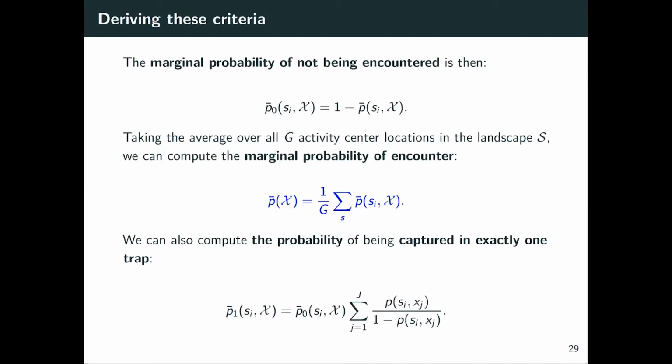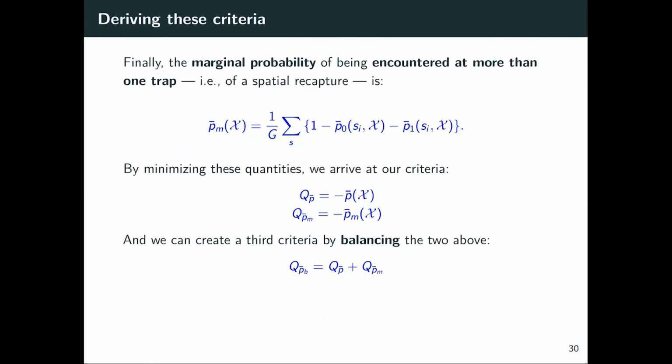And then to get the second one, we need to come up with the probability of being captured at just one trap. And essentially we can figure out the probability of being captured at more than one trap, or spatial recapture, by doing 1 minus the probability of not being encountered minus the probability of being encountered at one trap. That'll just get you the probability of being encountered at more than one trap, whether that's 2 or 3 or whatever. So by minimizing these quantities, we arrive at our criteria.